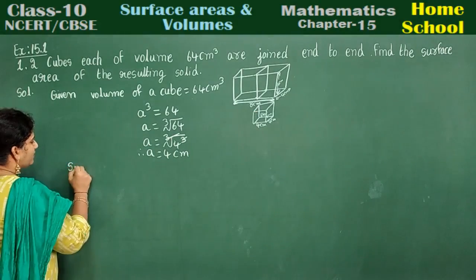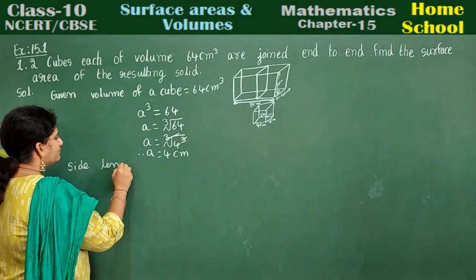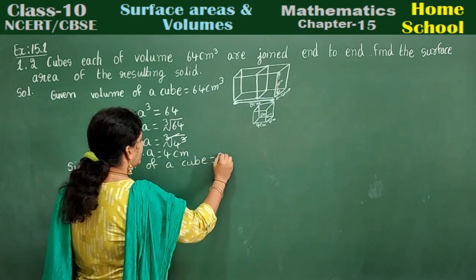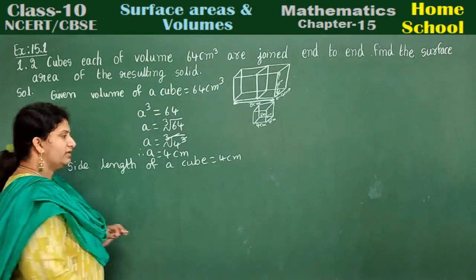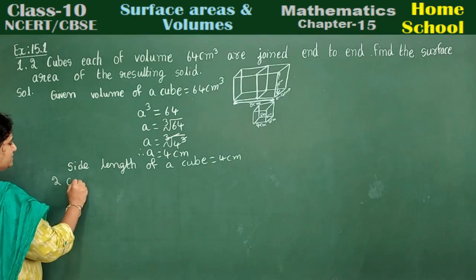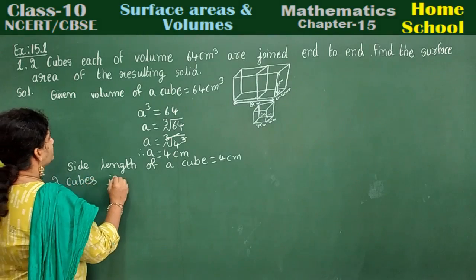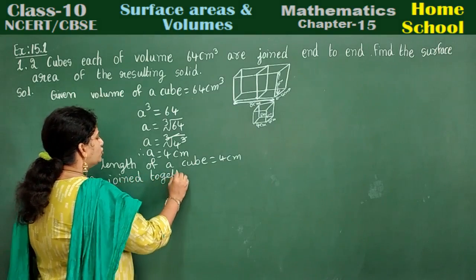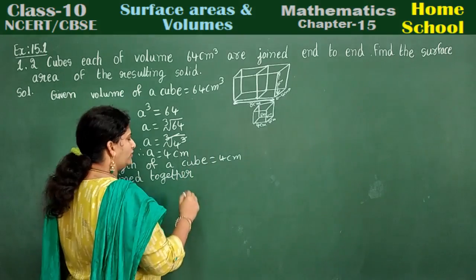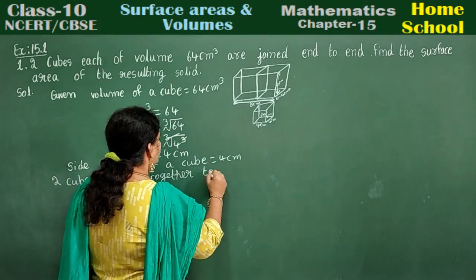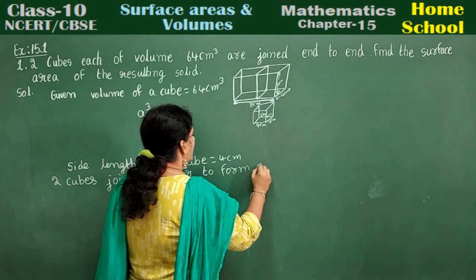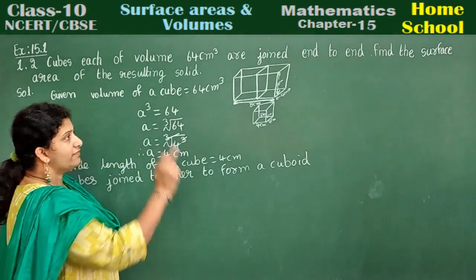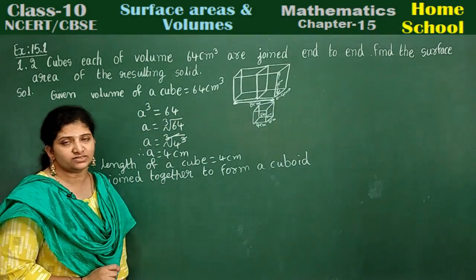Write this as side length of a cube is equal to 4 centimeters. Next one. Two cubes joined together end to end, that is all given. No need, you can write join together to form a cuboid, okay. Find the surface area of the resulting solid.